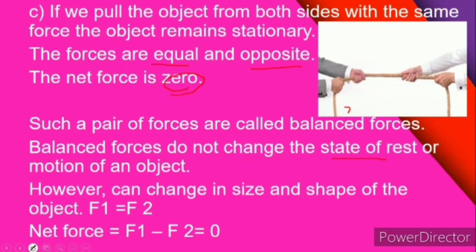Here you can see that if F1 is equal to F2, the net force will be 0, as the F1 and F2 forces will be cancelled. But there are chances that there might be a change in size and shape of the object when equal force is applied on an object. So these are the 3 cases of the force.